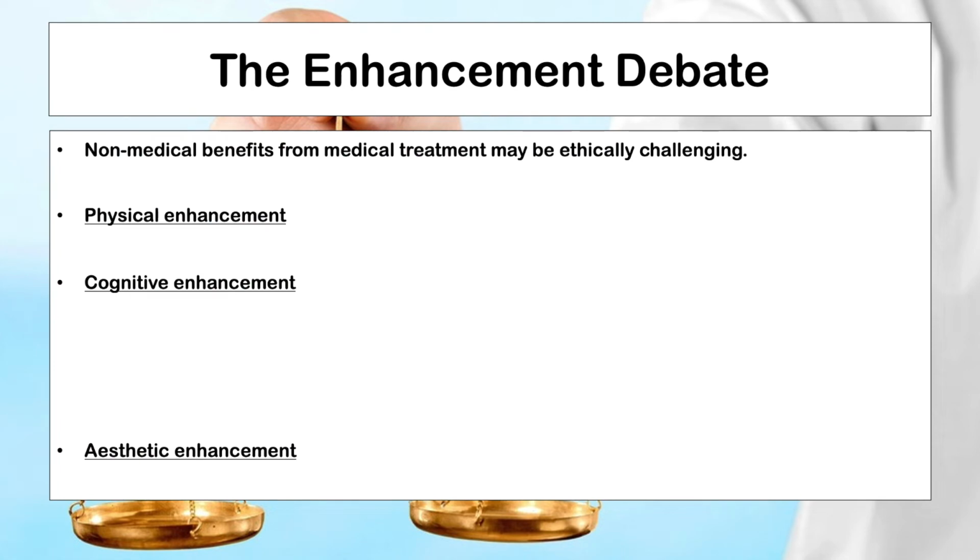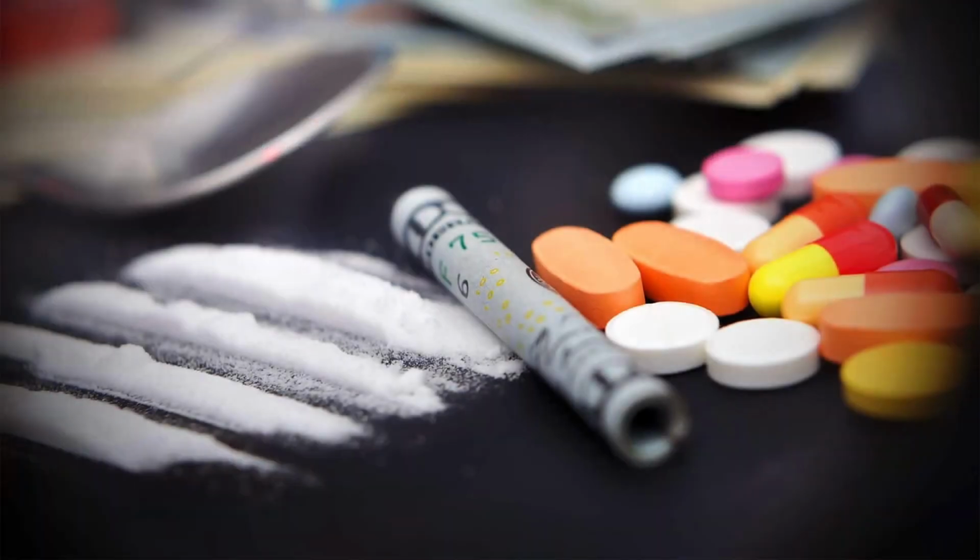So one very clear case in which the principles of beneficence and non-maleficence are involved is the so-called enhancement debate. When we talk about the enhancement debate, we're looking at the controversies over using medical procedures, medical treatments for some kind of non-medical benefit. And one significant case of using medical treatments for recreational purposes, for example, is when people misuse pharmaceuticals. We're very well aware of the opioid epidemic that is devastating the United States currently.